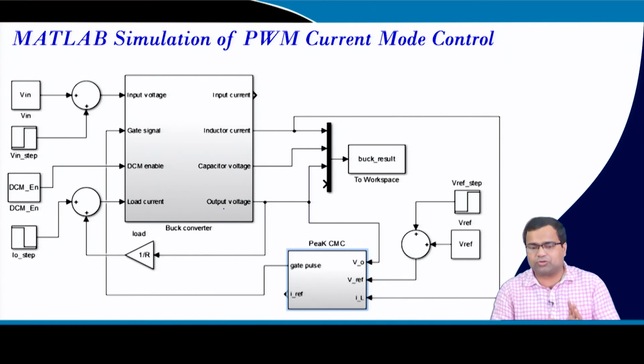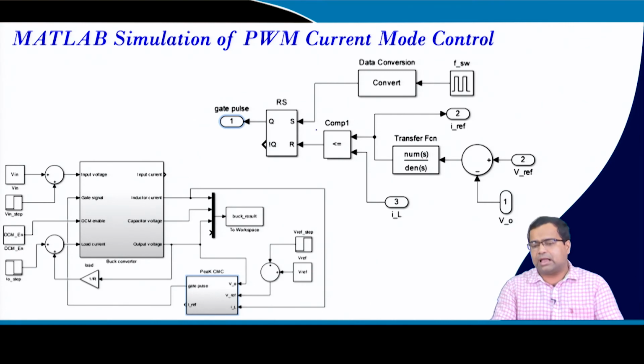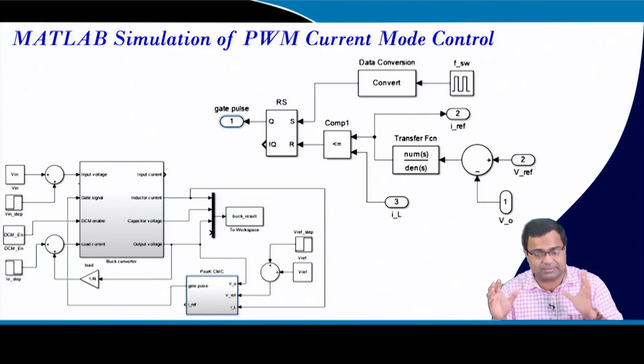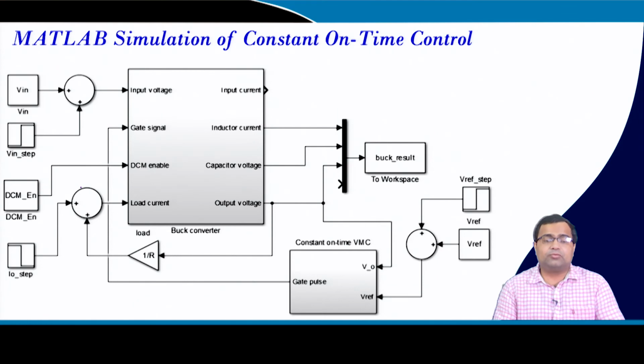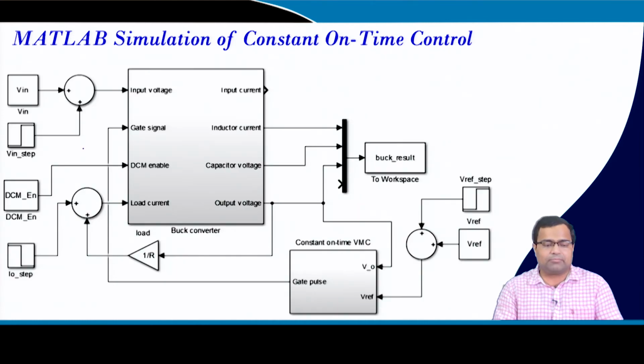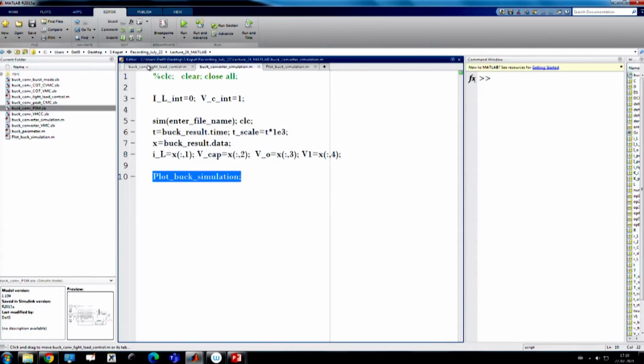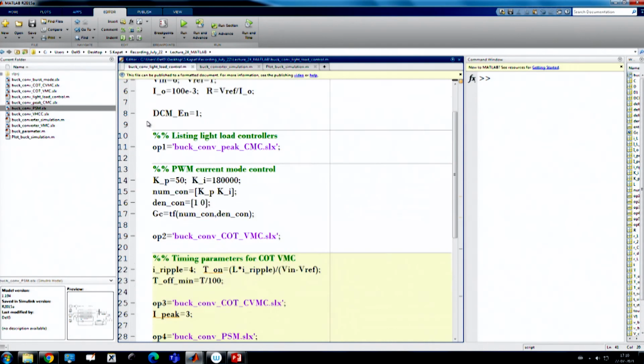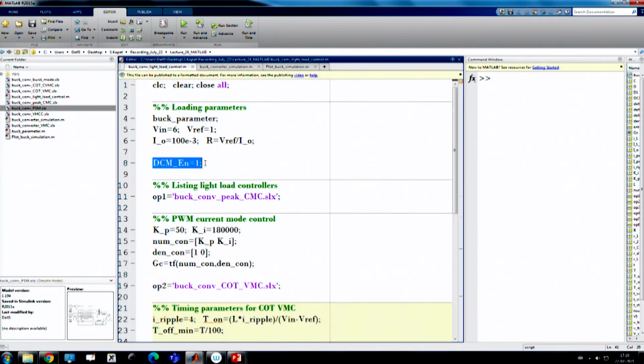You can use the current mode control PWM technique under light load, and this we have already discussed multiple times. Then we can go for constant on time control, which I have already discussed. If you go inside this block, since you are operating in discontinuous conduction mode, you have to enable the DCM. I have enabled the DCM at the very beginning. That means I want to operate this buck converter like a conventional buck converter, not a synchronous buck converter.